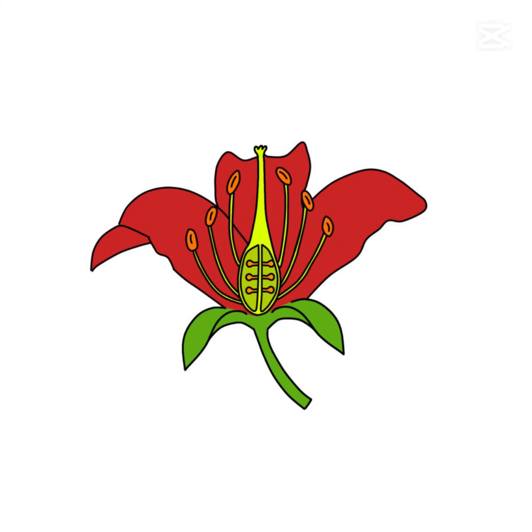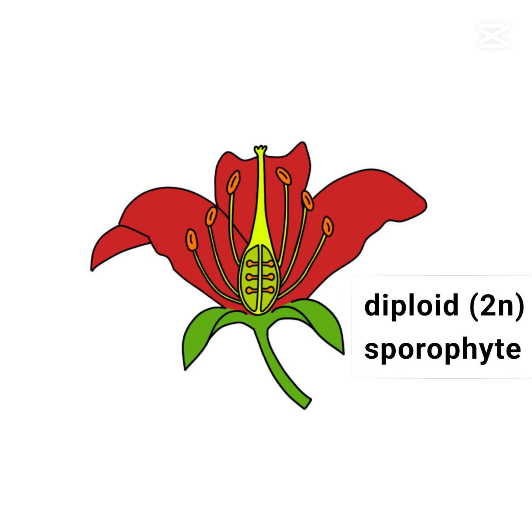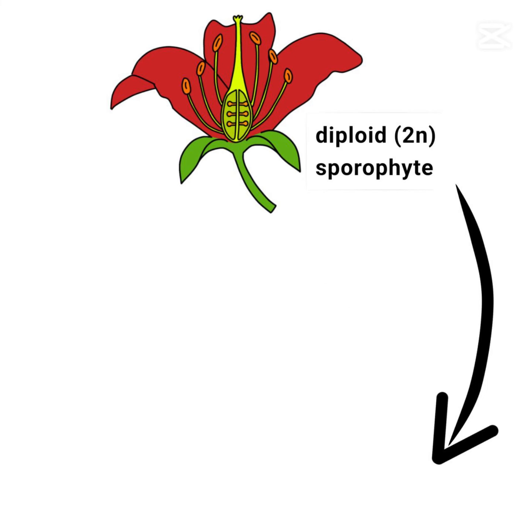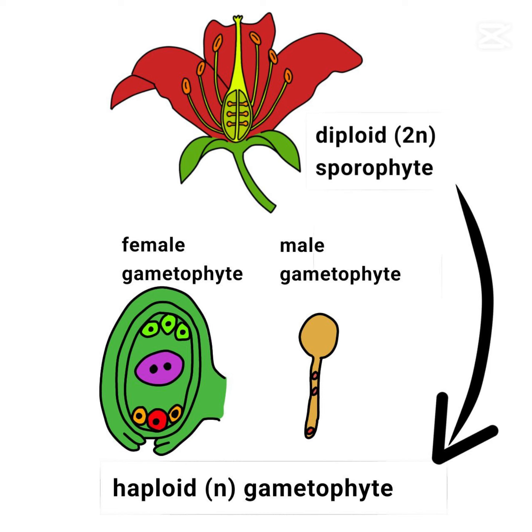Life cycle of angiosperms. As with all land plants, alternation occurs between sporophyte and gametophyte generations. Represented here by the sporophyte plant, the life cycle of an angiosperm alternates between a diploid 2N sporophyte generation and a haploid gametophyte generation. The flower is the mature sporophyte structure that produces gametophytes.